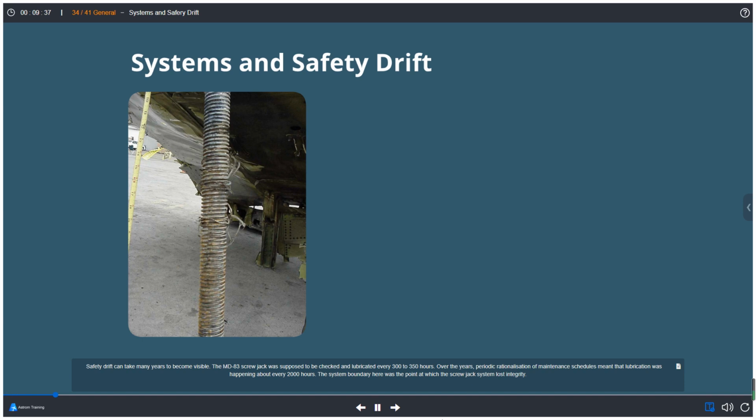Safety drift can take many years to become visible. The MD-83 screwjack was supposed to be checked and lubricated every 300 to 350 hours. Over the years, periodic rationalization of maintenance schedules meant that lubrication was happening about every 2,000 hours. The system boundary here was the point at which the screwjack system lost integrity.